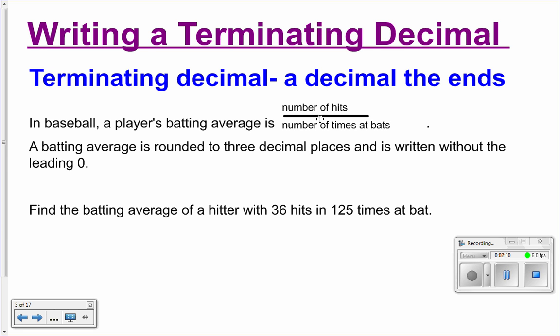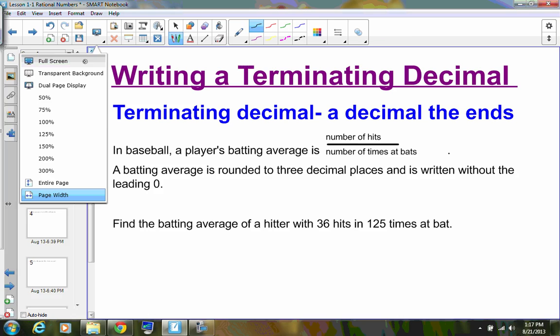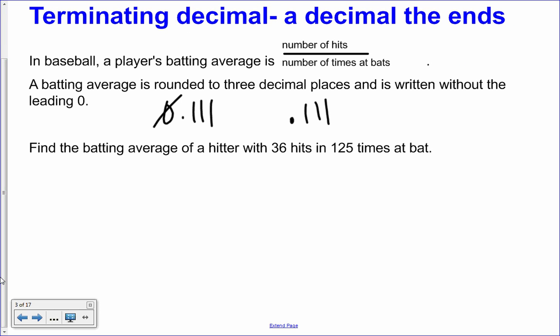A batting average is always rounded to 3 decimal places, and it's written without the leading 0. That means if I had the decimal 0.111, I'm not going to write it with that 0. I'm going to write .111, so no 0 in front of the decimal point. Let's figure out this player's batting average. He had 36 hits, and he was at bat 125 times. So 36 goes on top, 125 goes on the bottom.